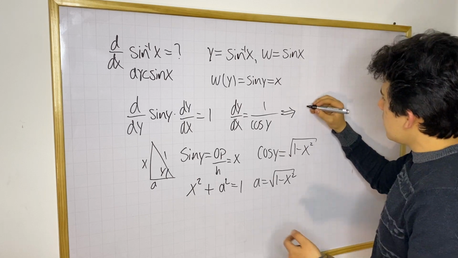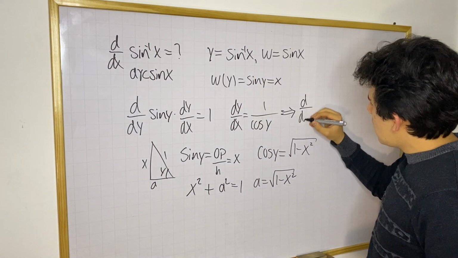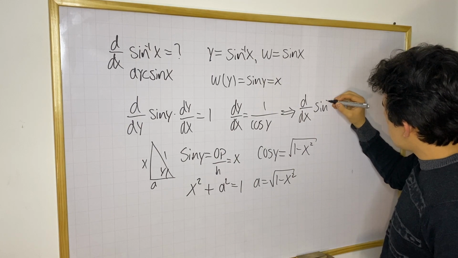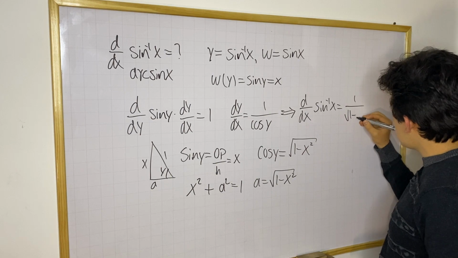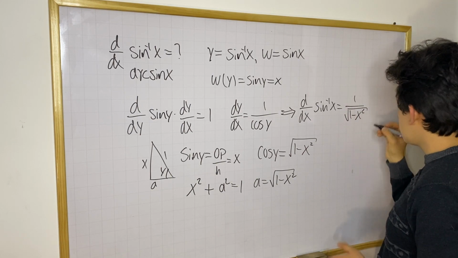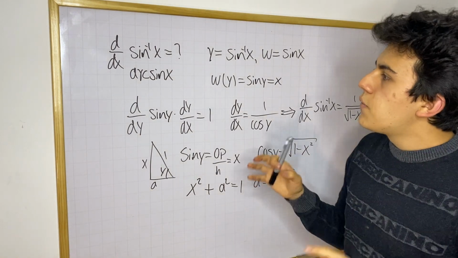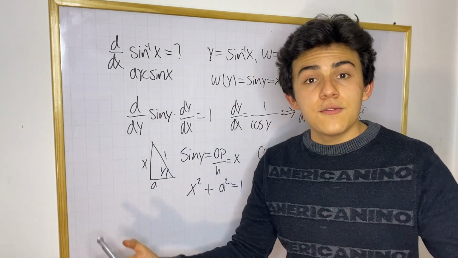So finally, we get that the derivative of inverse sine is going to be 1 over the square root of 1 minus x squared, okay? This is how much you get for the derivative of arc sine or inverse sine, okay?